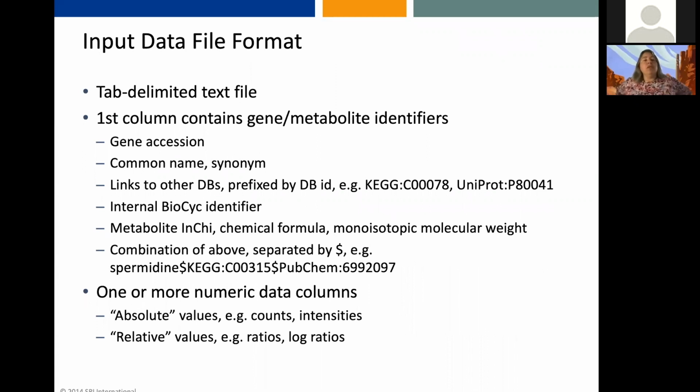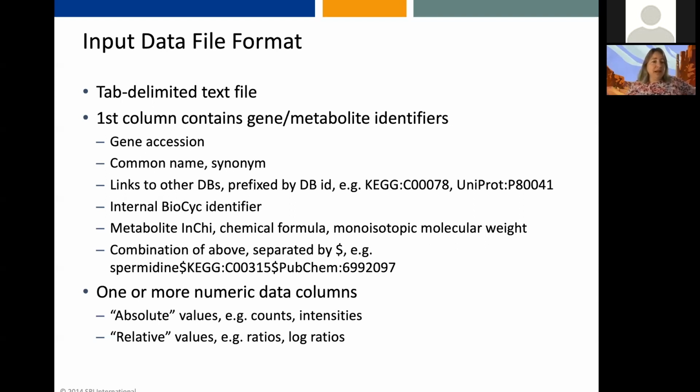For most of the tools I'm going to describe today, they all take more or less the same input data format. We're looking at data as tab delimited text. So if you have, say, an Excel file, you need to save it out as tab delimited text rather than Excel format, where the first column is going to contain the identifiers. And what do we mean by identifiers? Basically, anything that our software is capable of mapping to an object in our database.